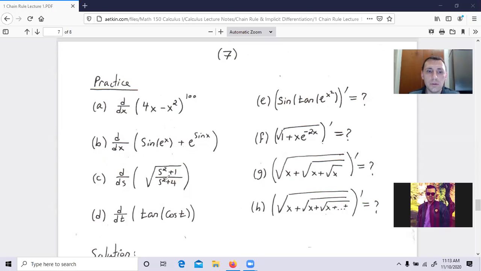Now let's try to do the next derivative. We have the derivative of root of (s squared plus 1) over (s squared plus 4). Please, it's a bit ugly to write it here, but let's see if we can do it. Go ahead and type your solution. So here is that question.